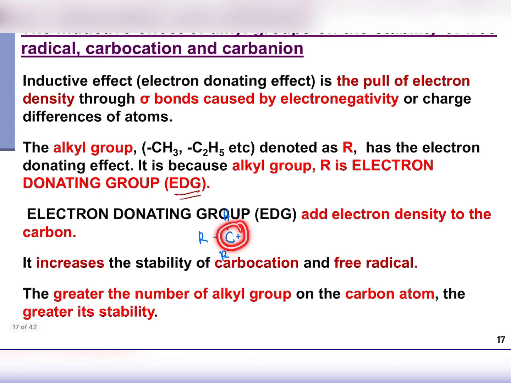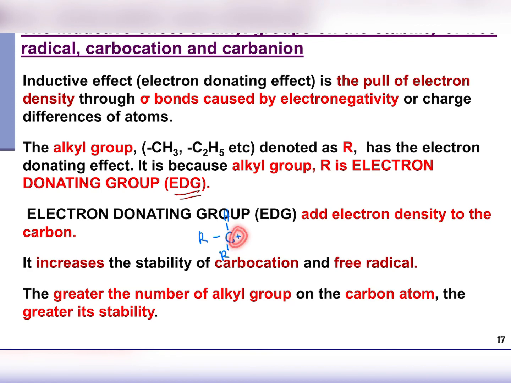Okay, and this carbocation actually dia miskin elektron. Okay, sebab apa saya cakap dia miskin elektron? Ialah dia charge positif. So macam mana charge positif ni terhasil tadi? Charge positif ni terhasil apabila dia tak dapat elektron kan.